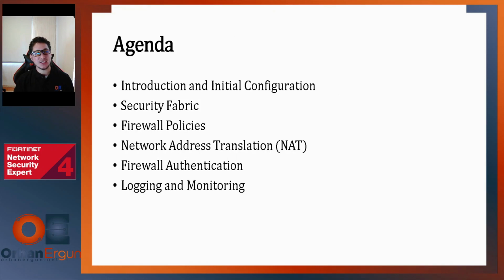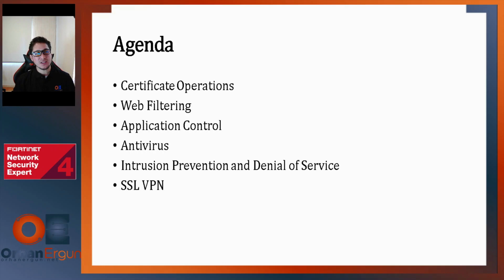This will be the agenda. It's composed of 12 modules that begin with an introduction and initial configuration. We move forward with knowing the Fortinet security fabric, firewall policies, NAT, firewall level authentication, logging and monitoring. And in the second half, we end with certificate operations, web filtering, application control, antivirus, intrusion prevention, and SSL VPN. All of the above from a theoretical and practical point of view.